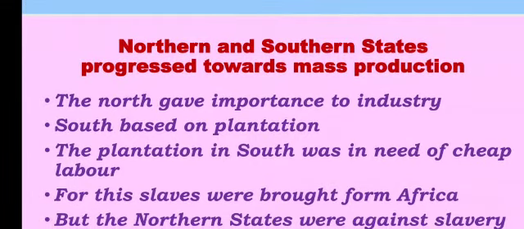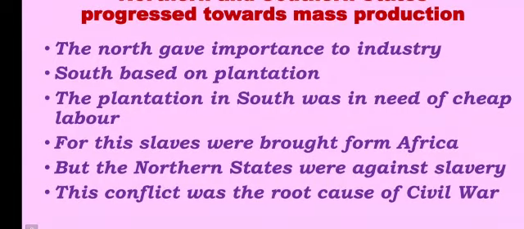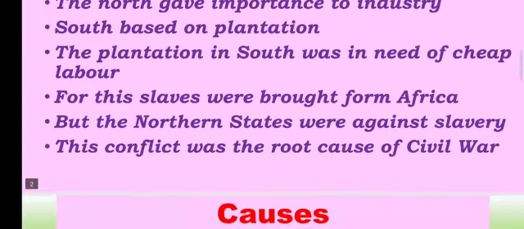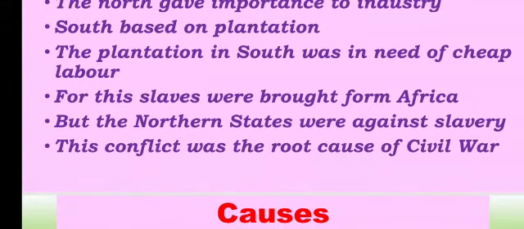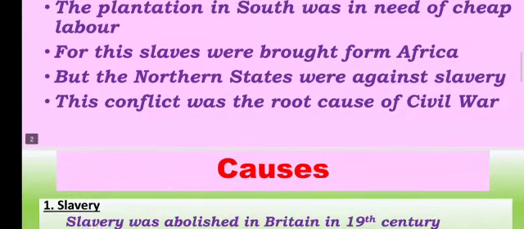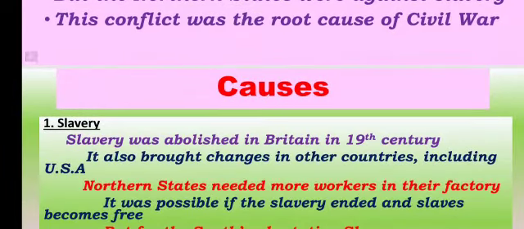The north gave importance to industry for economic progress, but the south based its increase in production and development on plantations. The plantations in the south were in need of cheap labor, which was available from the slaves brought from Africa. But the northern states were against this slavery system. They considered it a backwardness, and this conflict between the north and south became the cause of the civil war. We will see the causes of the civil war in detail.